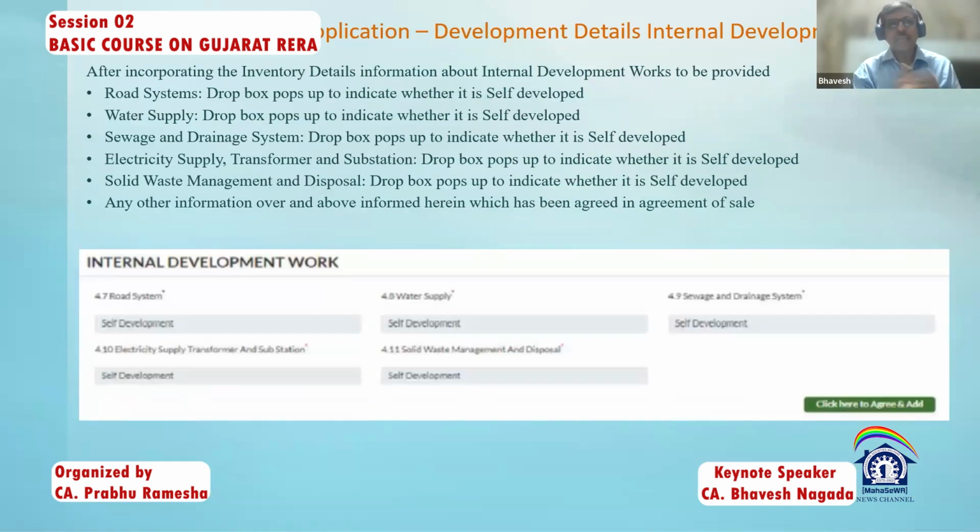After that, there is the internal development. Moment you put that, there is internal development work which is coming, like road systems, water supply systems, sewerage, drainage system, electrical supply, transformer and substation, solid waste system, and any other information which has been agreed as per the agreement of sale. Now, for road system, it is asking self-development or others. Similarly, water supply, self-development, others, and all these things. And generally, what I have observed is that everybody puts self-development.